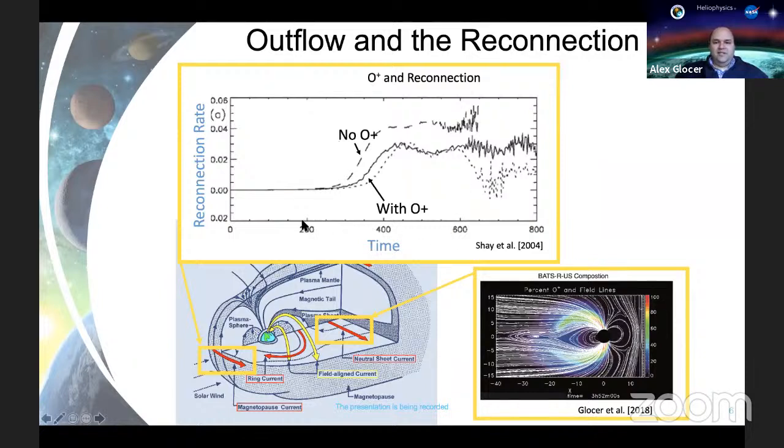And so this is an example of that from a paper by Shea et al., showing the difference in the reconnection rate with and without O+. Also, we see this in MHD simulations of the magnetosphere, that the inclusion of ionospheric outflow can change the dynamics. And this is just an example of the outflow arriving and the resulting plasmoid forming in the magnetotail.